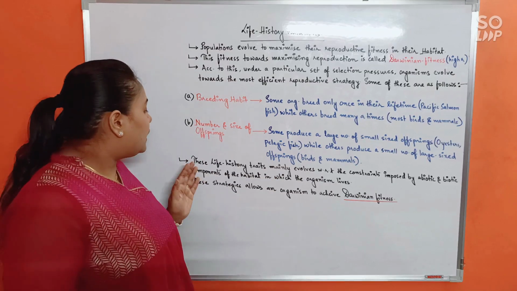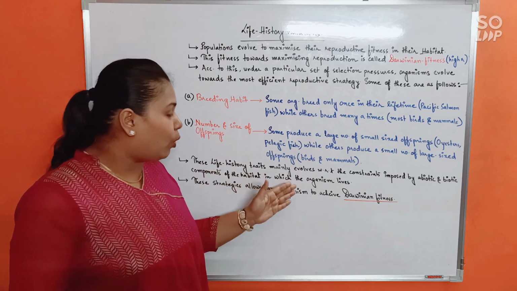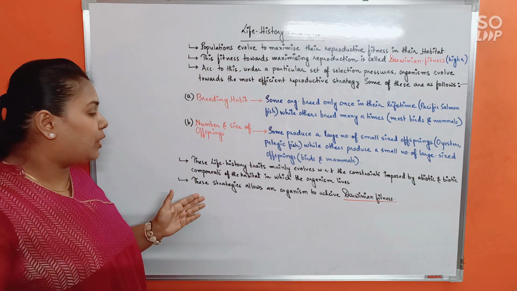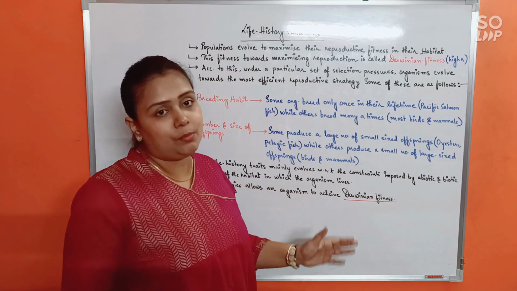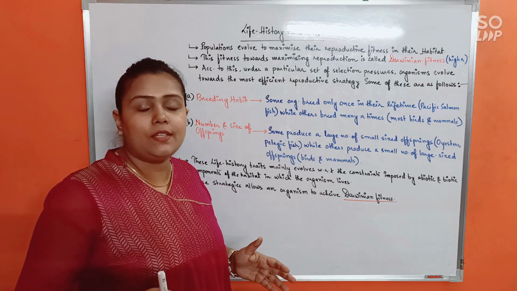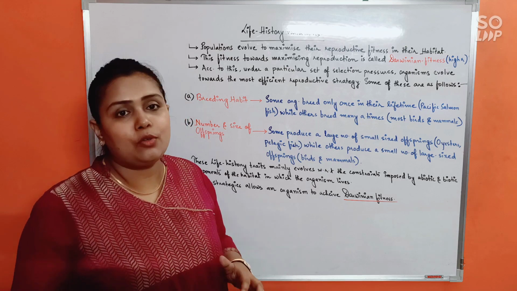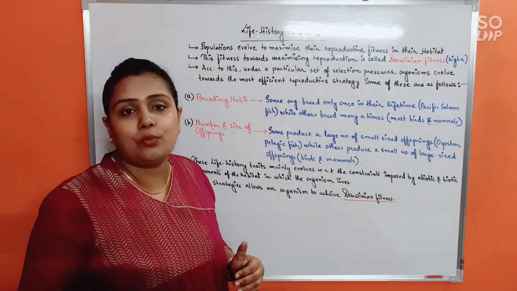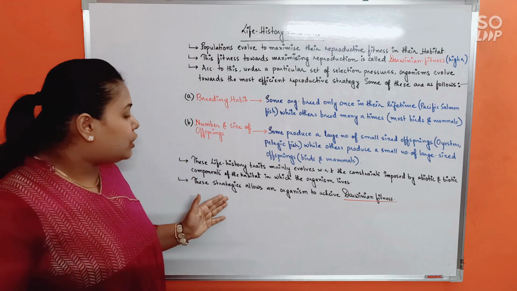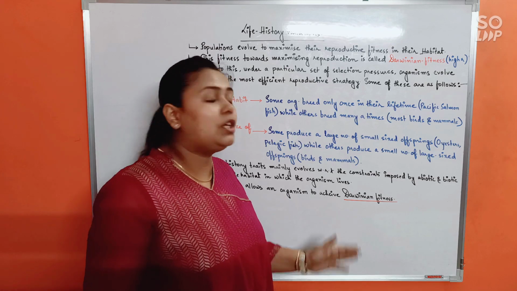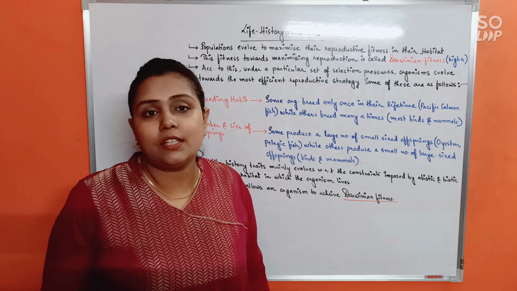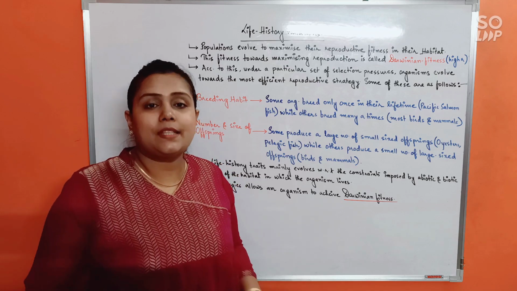Fine. Now, these life history traits mainly evolve with respect to the constraints imposed by the abiotic and biotic components of the habitat in which the organism lives. Now, I have already told you these strategies would be taken up by different organisms according to the abiotic and biotic components which it has to interact with continuously while it is present in the habitat. Now, these strategies will finally allow an organism to achieve the Darwinian fitness. So, these strategies will help it to reach the Darwinian fitness or to increase in its number maximum while it survives.